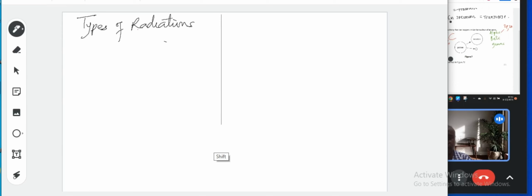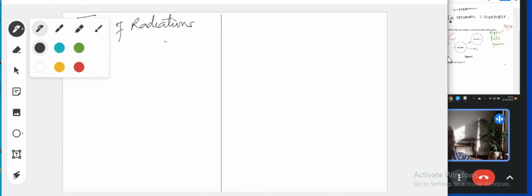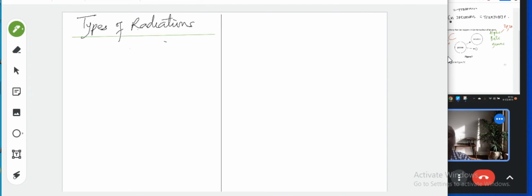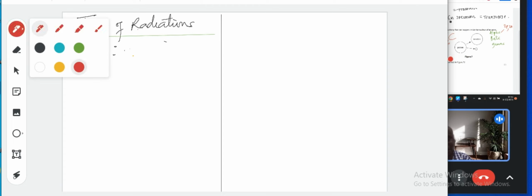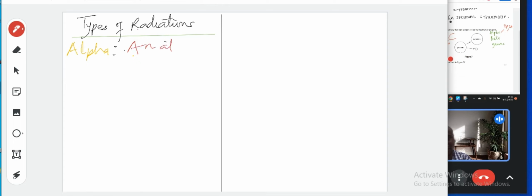Fine. Types of radiations. There are three: alpha, beta, and gamma. Okay, so an alpha particle is actually a helium nucleus. I need to explain that. Do you have an idea of that? Yeah. Okay, you know that an alpha particle is a helium nucleus.